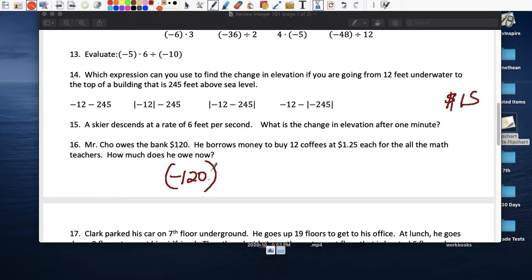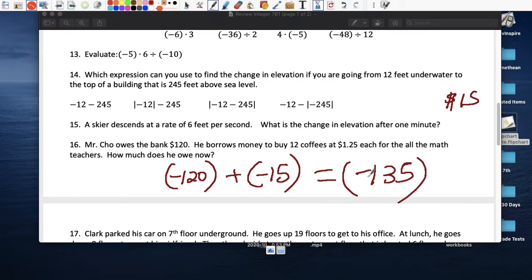So I'm already owing the bank $120, which is represented by negative 120. Plus to that debt that I have, I'm going to add another negative 15. So how much more in debt am I? Now I owe the whopping negative $135. Okay? That kind of makes sense, right?